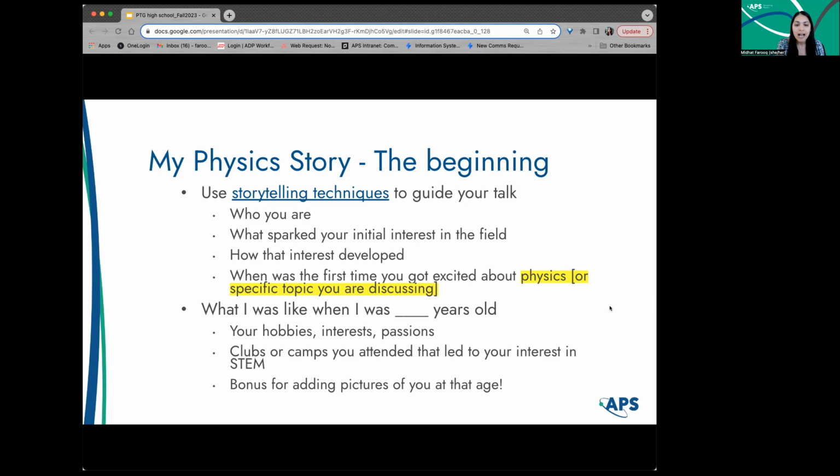As you can see, there are some highlighted parts in the slides. This yellow highlight means this is a place where you can customize and add whatever you would like the students to know. So talk about your interest in physics and STEM, and then connect to them at their age. Maybe describe what you were like when you were in high school or middle school, some of your hobbies, interests, passions, maybe clubs or camps that you attended that led you to your interest in STEM. And you get bonus points for adding pictures of you at that age.